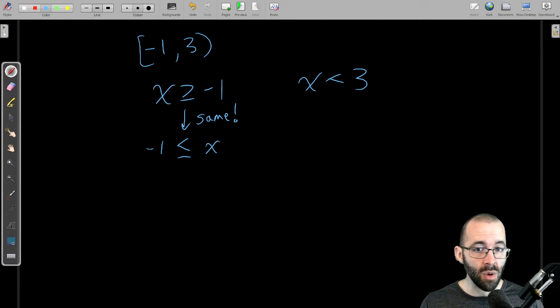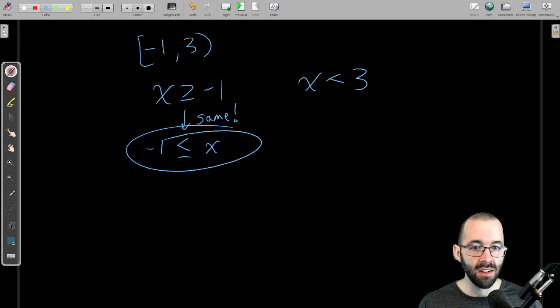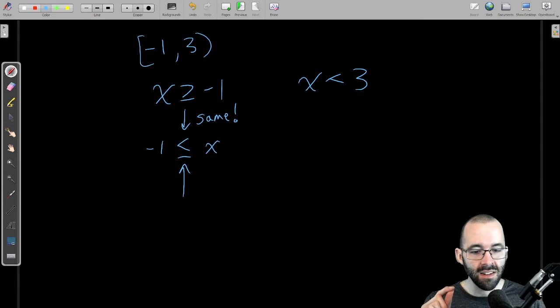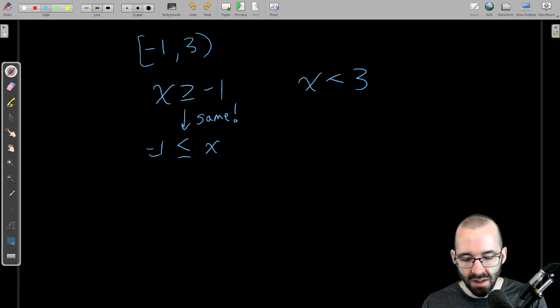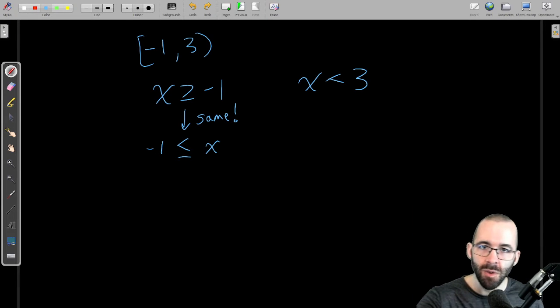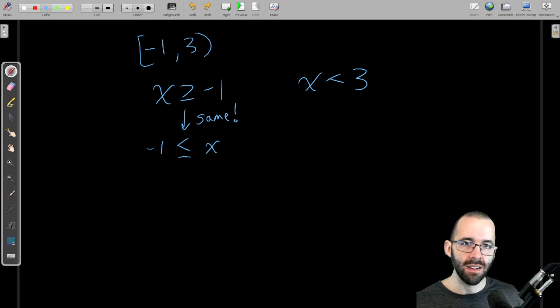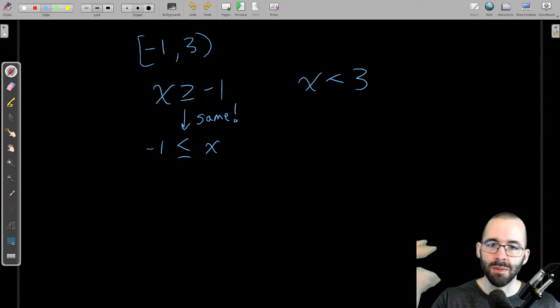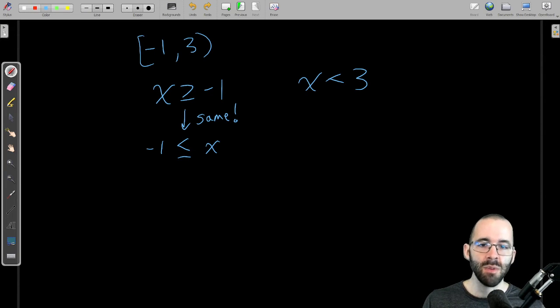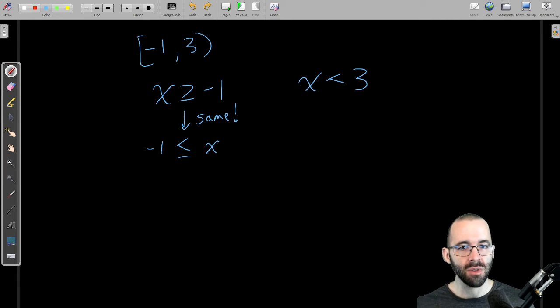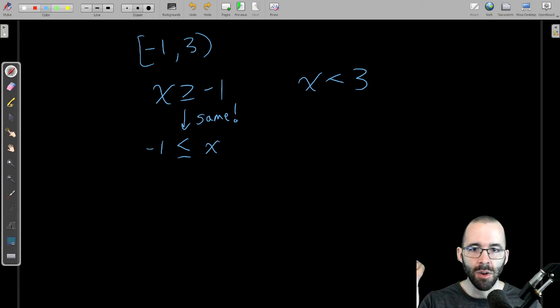So when you're solving inequalities and you get this, be careful. This is a less than or equal to sign, but it means -1 is less than or equal to x. It's like, if I'm shorter than you, you are taller than me. It's the same idea here. X is bigger than or equal to -1. That means -1 is less than or equal to x. Alligator opens to the bigger guy.